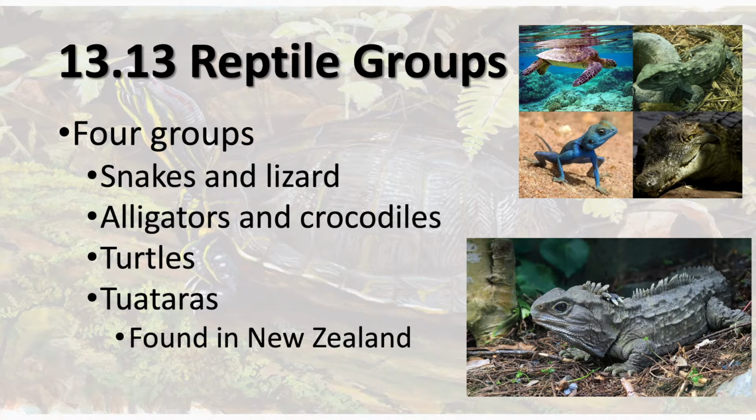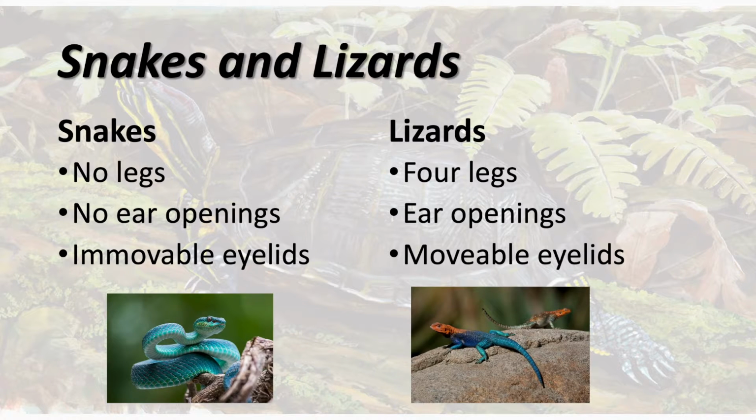There are four groups of reptiles. We have snakes and lizards, alligators and crocodiles, and we'll talk about what the difference is between them, especially physically. There are turtles, and then there's tuatara, which are mainly found in New Zealand. So you won't see that here unless you see them in a zoo or aquarium. So let's talk about the differences between snakes and lizards.